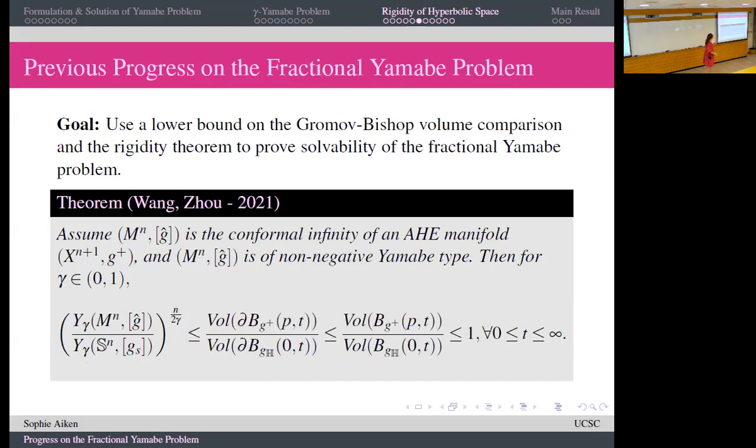So the goal would be to do a similar thing in the fractional Yamabe case. And it turns out that Wang and Zhu were able to prove a similar lower bound using the fractional Yamabe constants. And they actually claim that this is a slightly improved lower bound, fitting a little bit more snugly than the classic Yamabe constants in the case when gamma is 1/2.